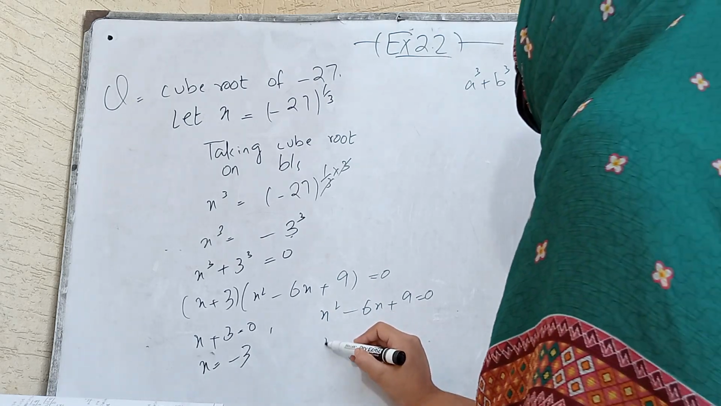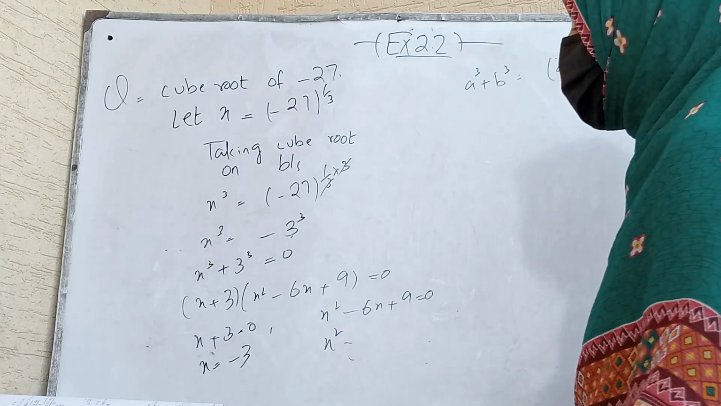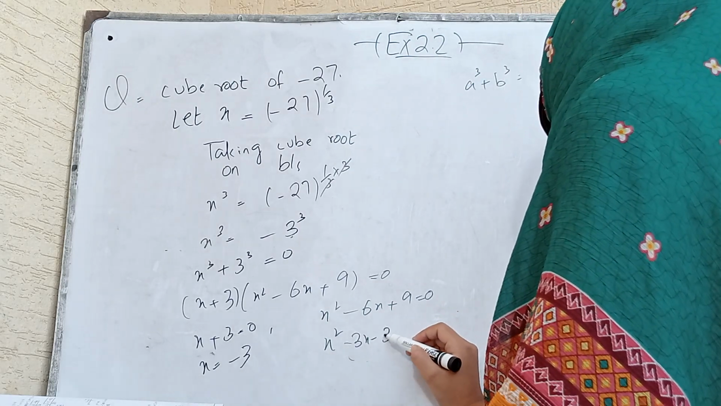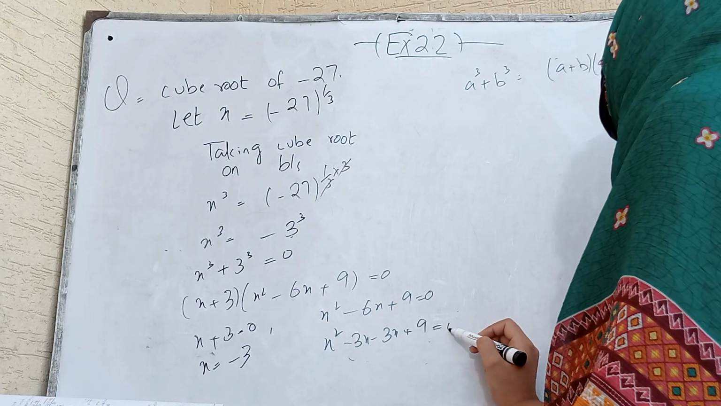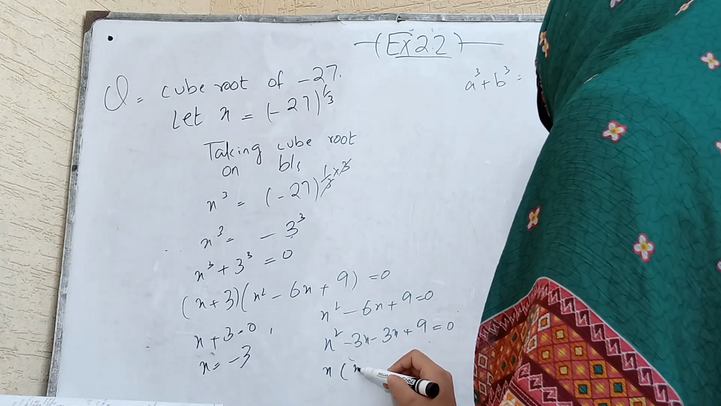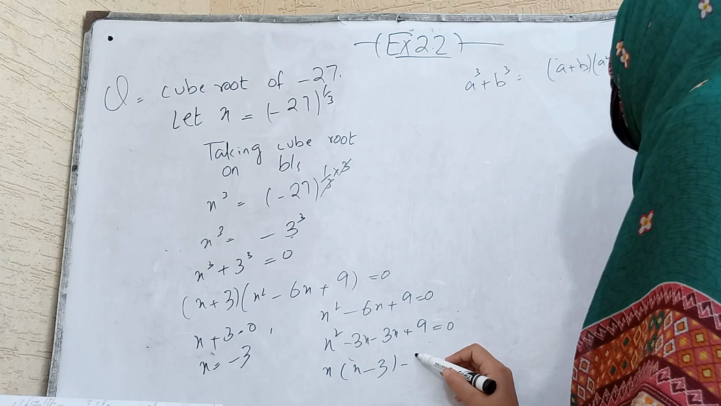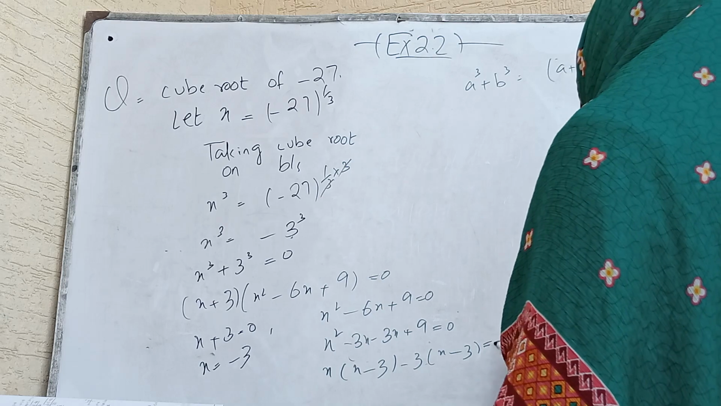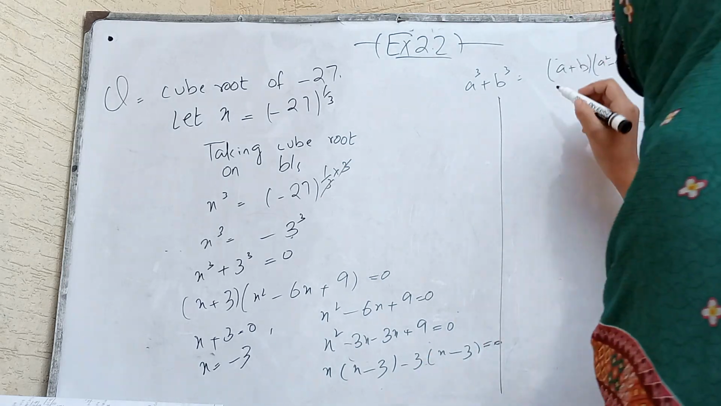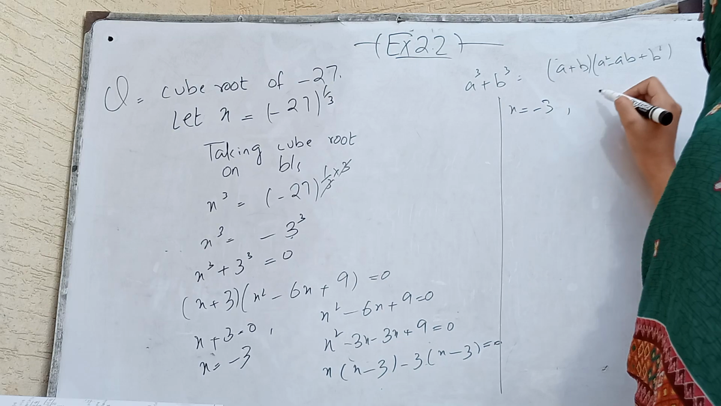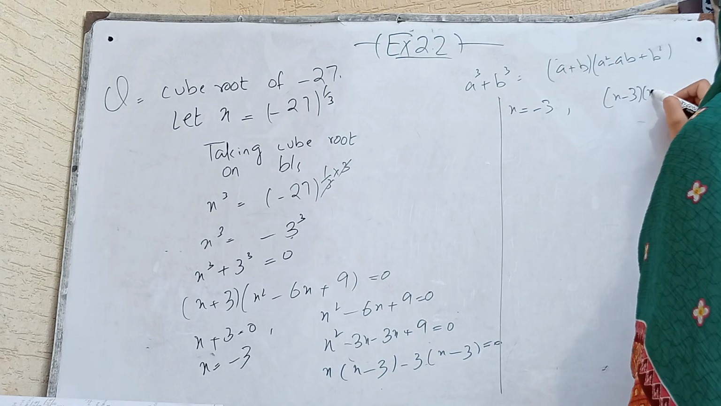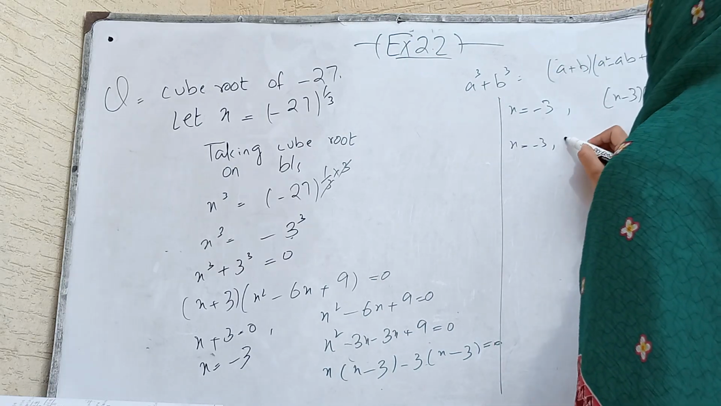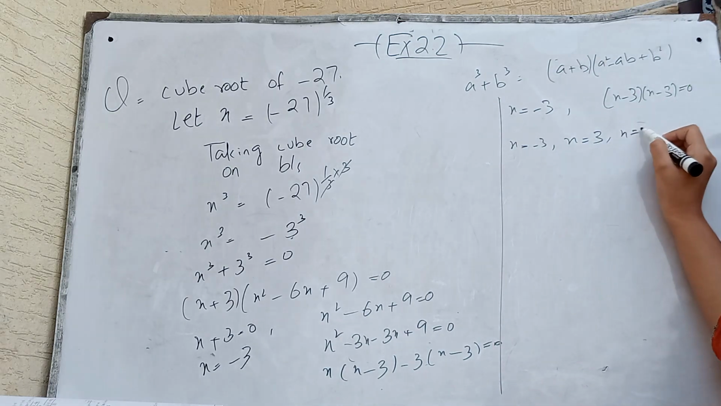And this is solved by the factorization method. So x square minus 6x, this is distributed into 3x minus 3x plus 9 is equal to 0. x common, x minus 3, minus 3 common, and x minus 3. So two factors, which are x minus 3 and x minus 3 is equal to 0. So x is equal to minus 3, x is equal to 3, and x is equal to 3.